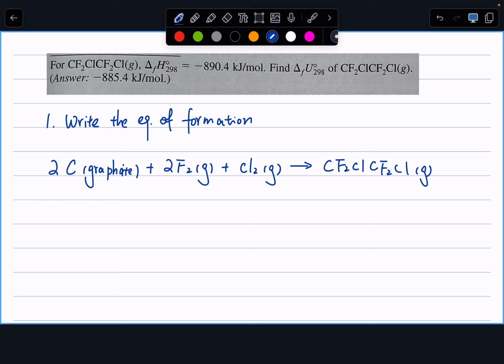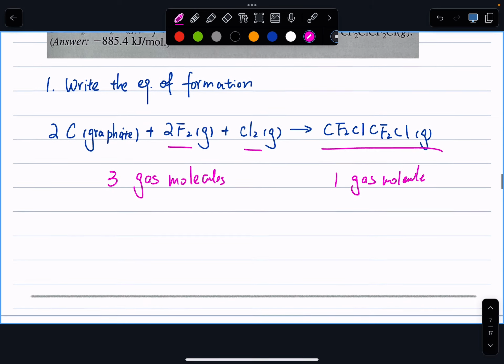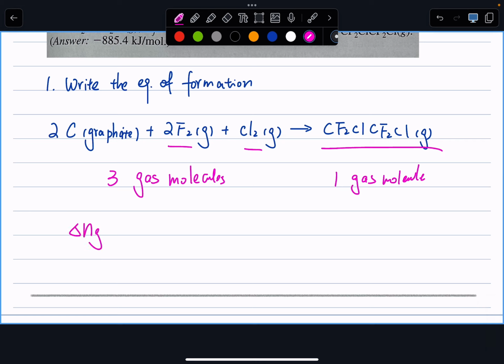So for this entire process, in our reactants we have 3 gas molecules, and in our final product we only have 1 gas molecule. Or the other way to put it is that our delta Ng equals negative 2. And you can plug in the numbers to get our final result there.